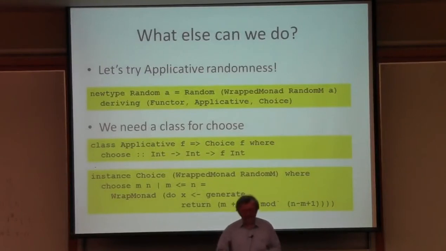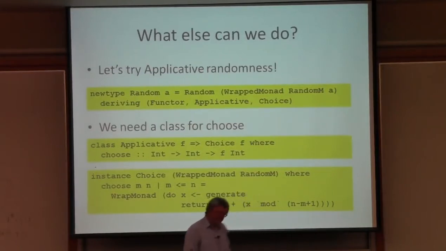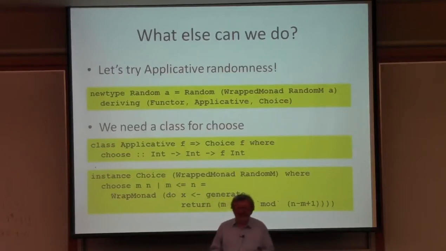Well, let me take my random monad that I talked about on Thursday and turn that into an applicative functor. So I'm now going to call that monad random m because I want to call my applicative functor random. So there's a slight change of name there. So let me just define a new functor by wrapping that monad and derive functor, applicative, and choice. What's choice? It's my own new class.